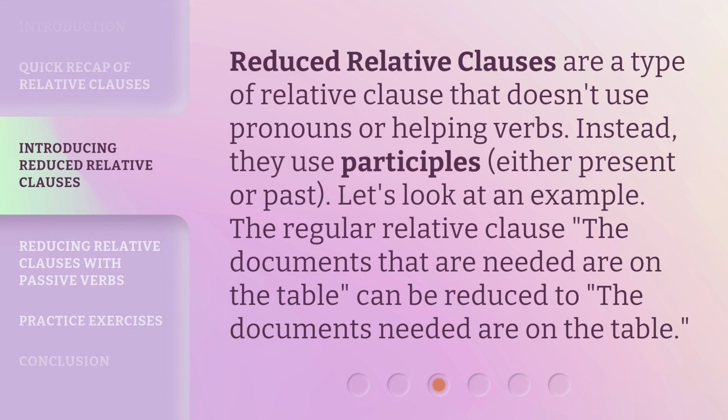Reduced relative clauses are a type of relative clause that doesn't use pronouns or helping verbs. Instead, they use participles, either present or past. Let's look at an example. The regular relative clause, the documents that are needed are on the table, can be reduced to the documents needed are on the table.